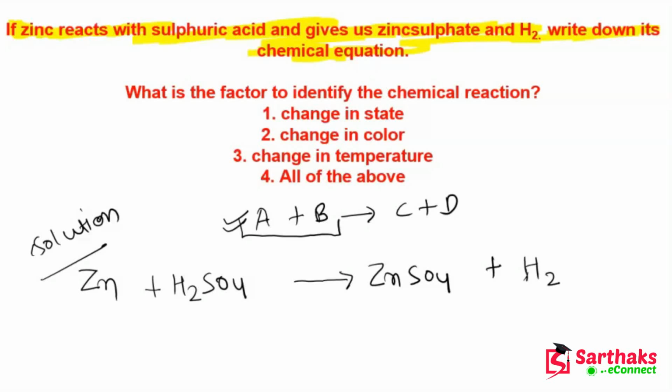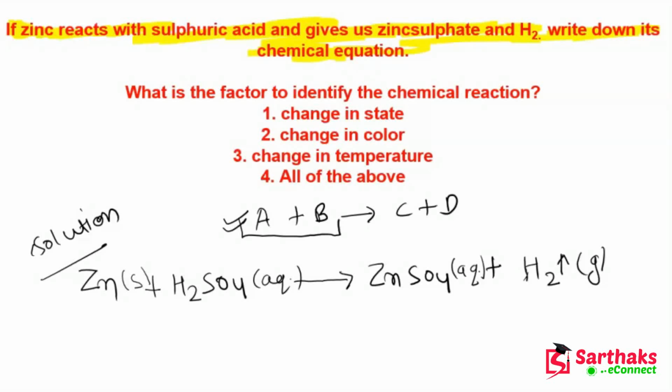So what is the state of zinc? Solid. What is the state of sulfuric acid? Aqueous. What is the state of zinc sulfate? It is also aqueous. And what is the state of hydrogen? Because this is a gas, it will be written G. Okay guys, so this is the solution of this first example.